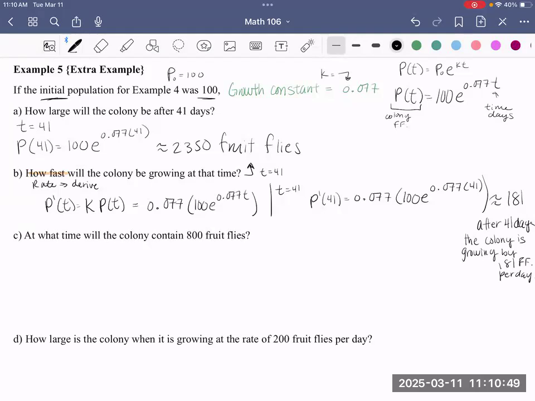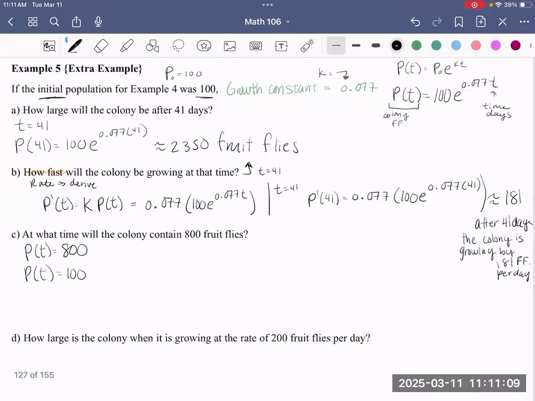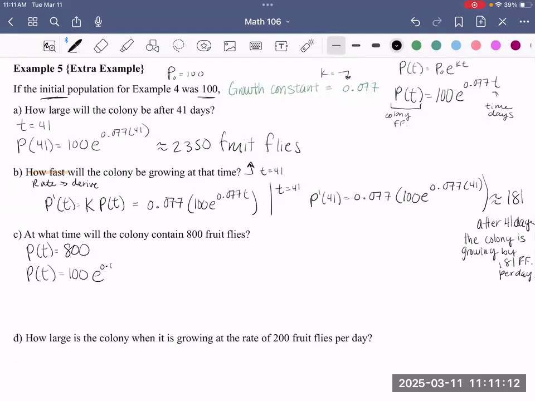Now it says, at what time will the colony contain 800 fruit flies? That is a fancy way to say, hey, if my fruit fly population is labeled as P of T, I want to know if it's 800, what time does that take? And keep in mind what we know about P of T. I'm so sorry, you're going to hear some noise in the background. So let's go ahead and set these equal to one another.